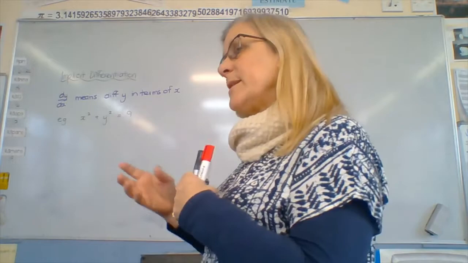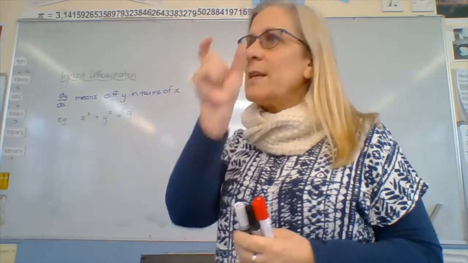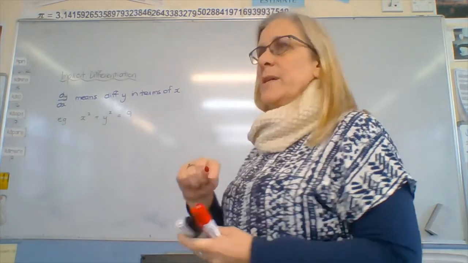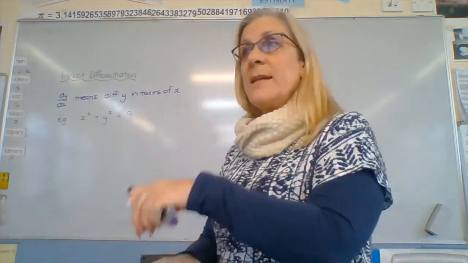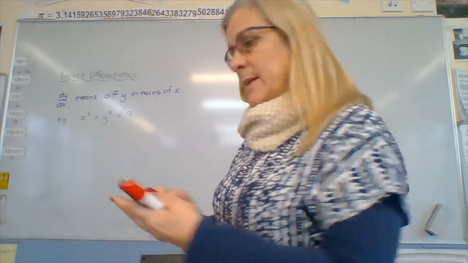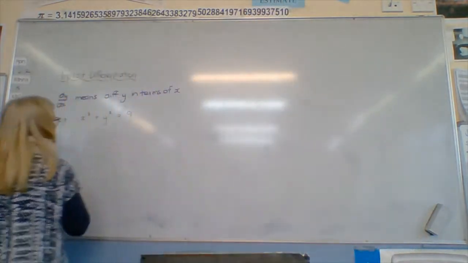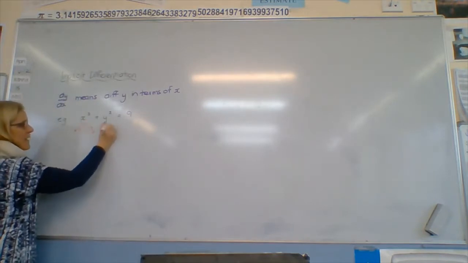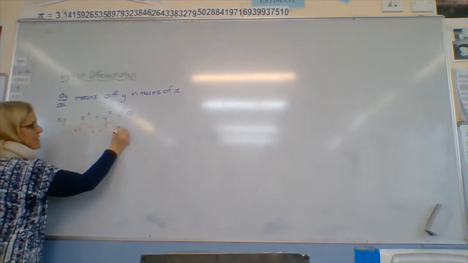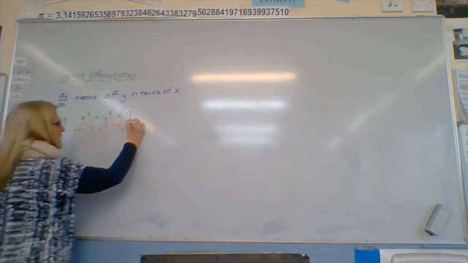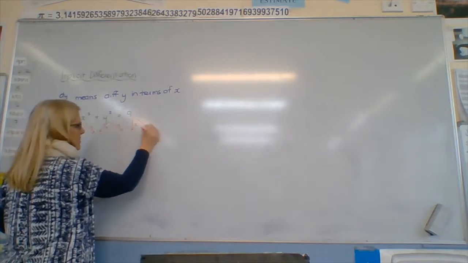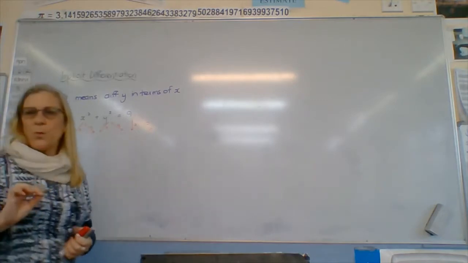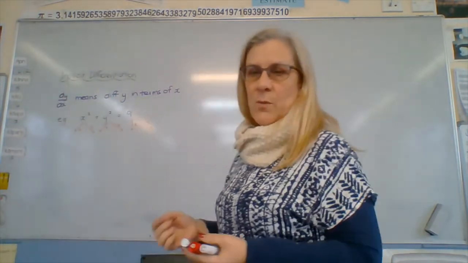And by doing it implicitly, what that means is that we are going to look at each bit and do one bit at a time. But every single bit we're going to do in terms of x and in terms of y. So when we differentiate this one, we're going to do it in terms of x and in terms of y. And even this one. So each term is differentiated twice. Once with the x's, once with the y's.